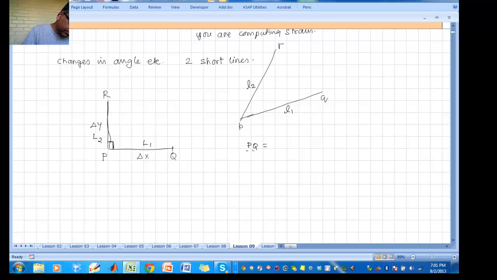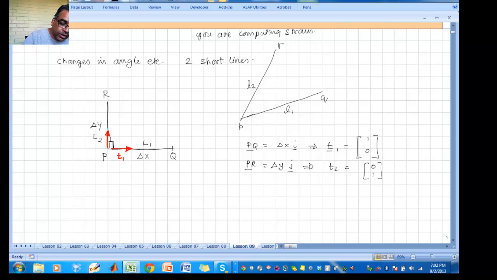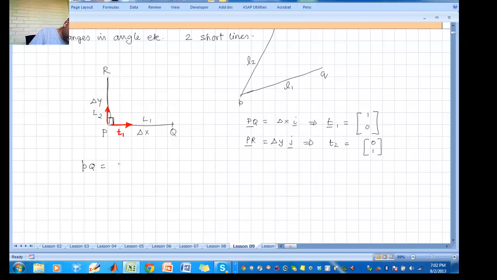So capital P, capital Q equals delta x i. So T1 equals (1, 0). The unit vector in this direction is (1, 0). The unit vector in this direction, which is called T2: PR equals delta y j, T2 equals (0, 1). Hey, that's pretty nice. So now let us look at PQ. pq equals F times the vector capital P, capital Q, that is (delta X, 0). pr equals F times (0, delta Y).